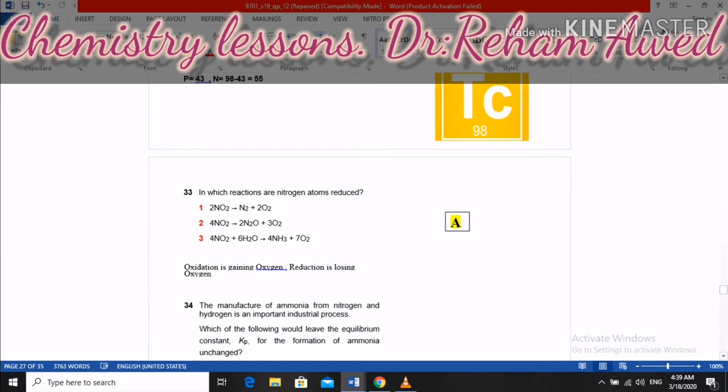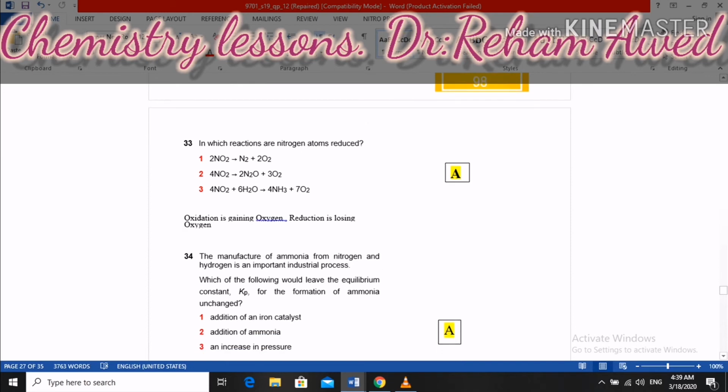Second one, NO2 converted into N2O. So the number of oxygen atom decreased. As the number of oxygen atom decreased, we are losing oxygen. So we have reduction reaction. NO2 plus water will form NH3. Of course, we lose oxygen. So we are talking about reduction reaction. So 1 is correct, 2 is correct, 3 is correct. Correct choice is A.